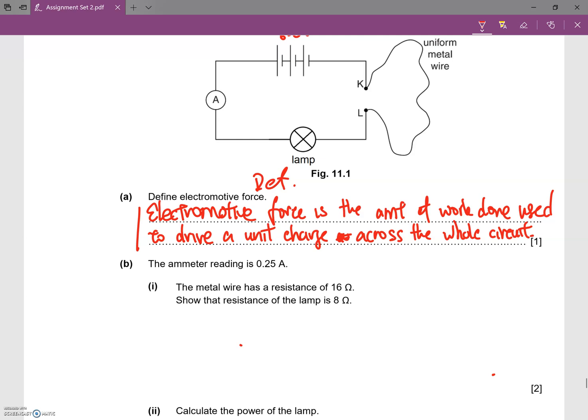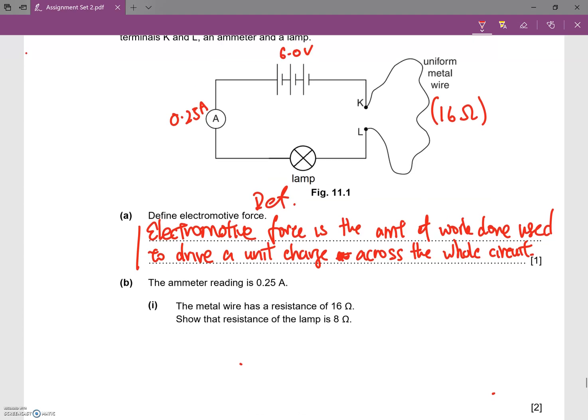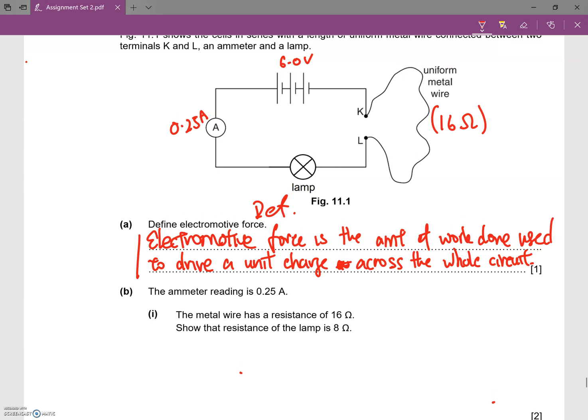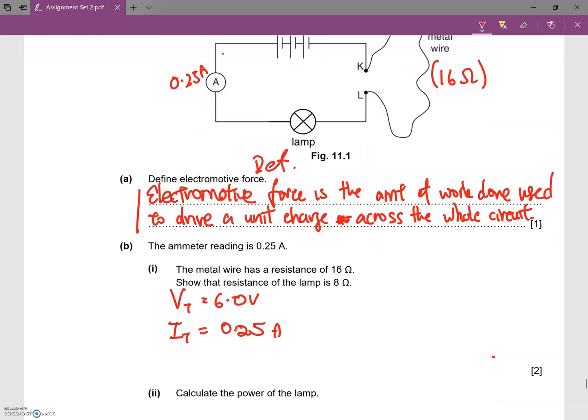Well, it says the ammeter reading is 0.25 ampere. So the ammeter reading here is 0.25 ampere. The metal wire has a resistance of 16 ohm. So the metal wire here is 16 ohm. Right? They say show the resistance of a lamp is 8 ohm. So because we know the total voltage, the V total, we know is 6.0 volts. We know that the current, because this is a series circuit, the current flowing through the ammeter is the current flowing through the whole thing. So this I total will actually be also equals to 0.25 ampere.